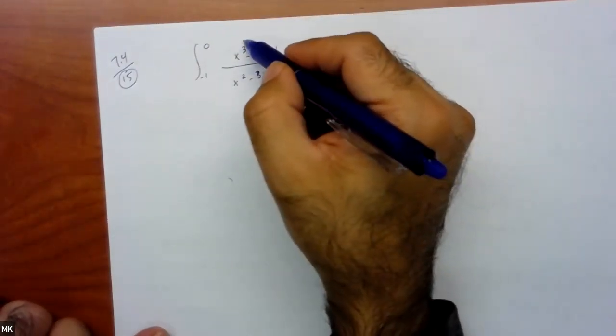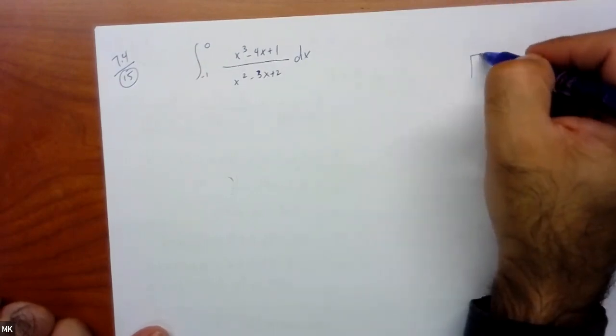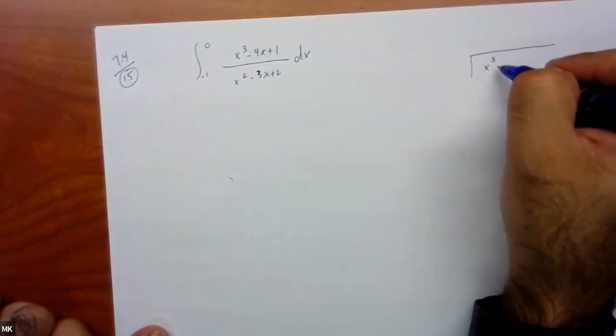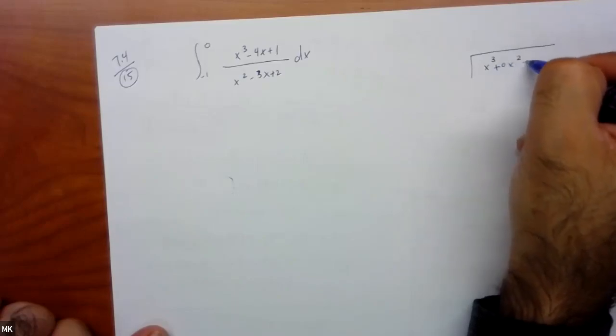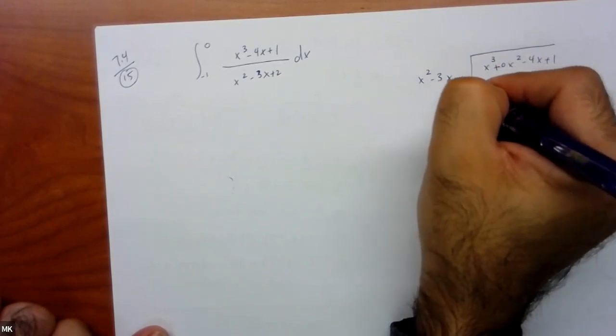Notice the top is degree 3, the bottom is degree 2. So what we do is we call long division, which means you divide x cubed, and I'm going to write all the terms, 0x squared minus 4x plus 1, divided by x squared minus 3x plus 2.